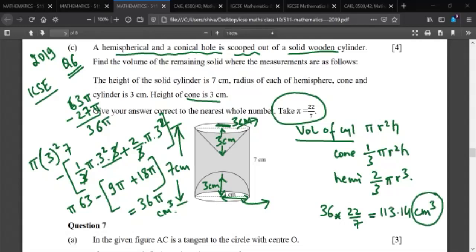Mr. Rudra, have you understood? Yes, sir. Now, if you write this as centimeter or centimeter square, they will chop off your half mark. Mr. Rudra, any doubt? No, sir. Just remember this.